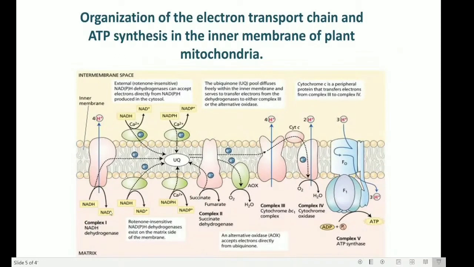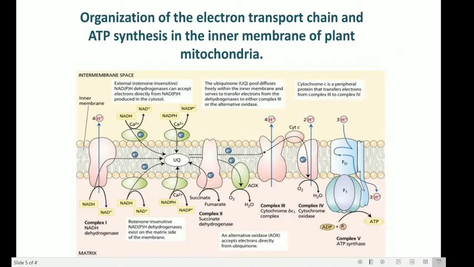Here you can understand the concept of the enzyme. This enzyme is present over the inner membrane, and this enzyme helps to convert NADH to NAD plus. This is one dehydrogenase enzyme activity. And the next thing is the external dehydrogenase enzymes. First is the inner dehydrogenase, then the external dehydrogenase. This external dehydrogenase can accept the electron and directly release the NAD into the cytosol.